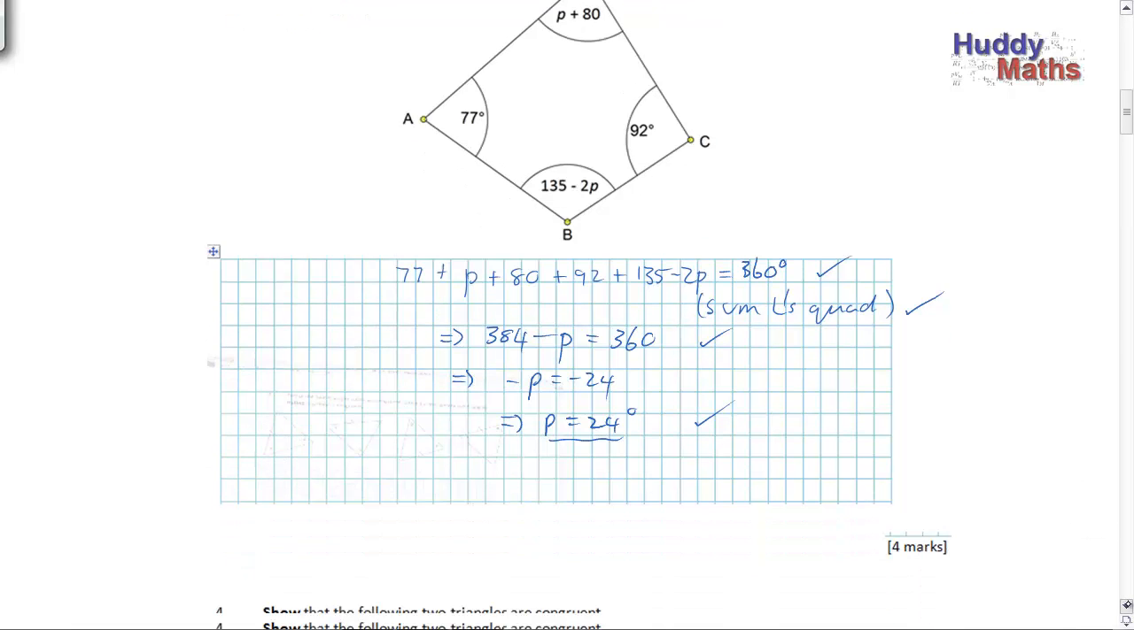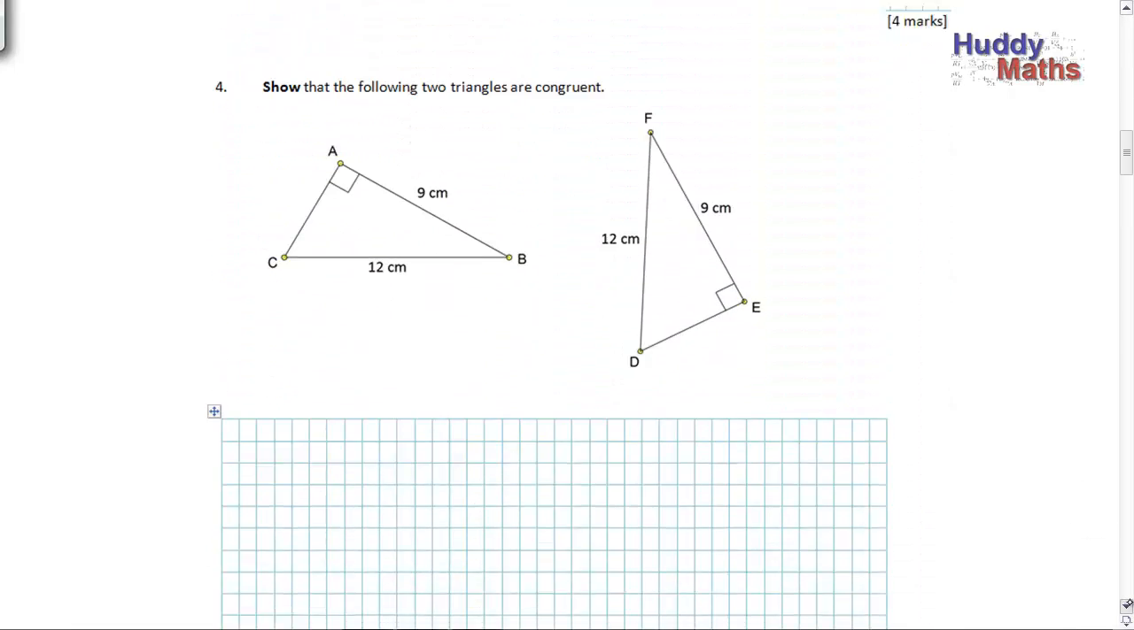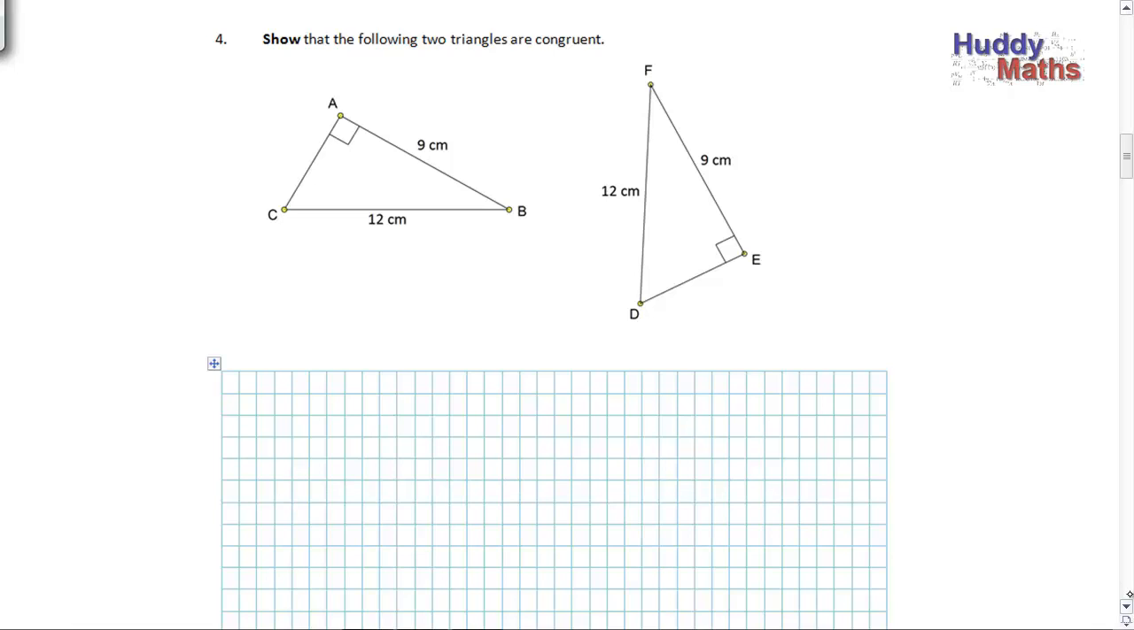All right, so here we go. Question 4. Have a look now. Show that the following 2 triangles are congruent. Well, I guess we would try to go for the right angle triangles. Are the same in both. The hypotenuse are equal. Remember that's opposite the 90. Okay, and one other side. So we need to actually list that out.